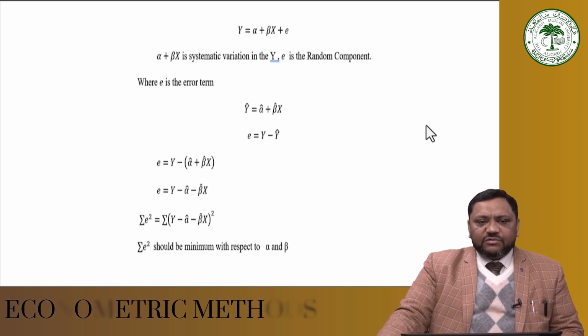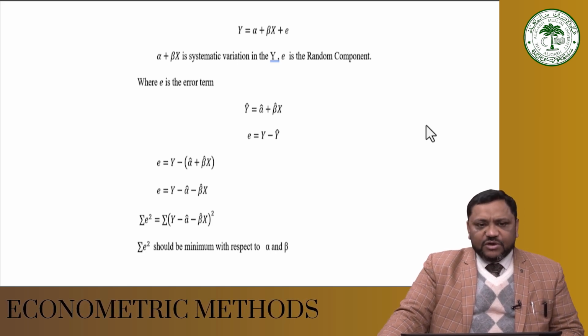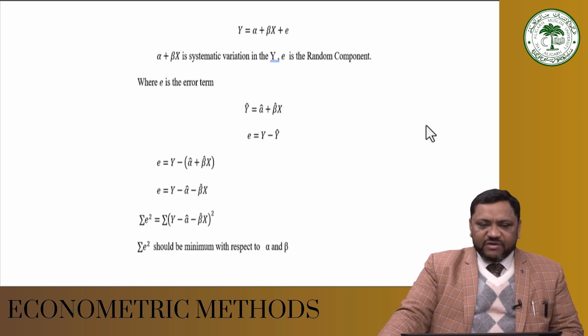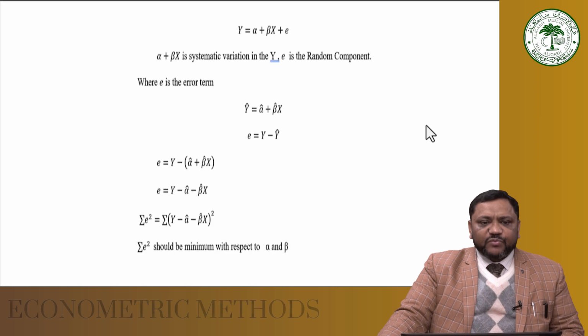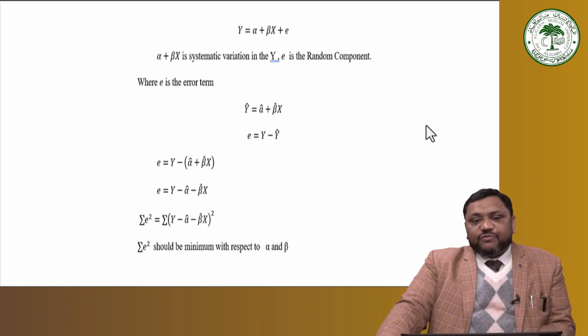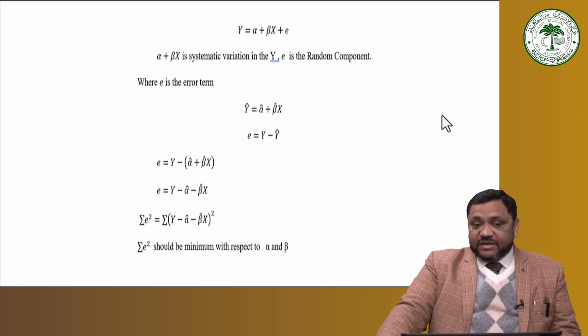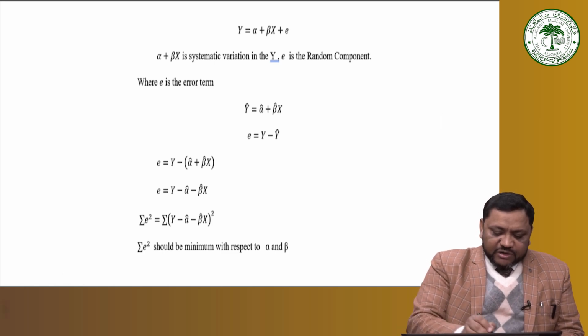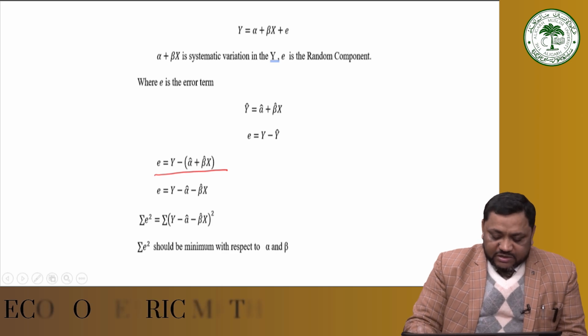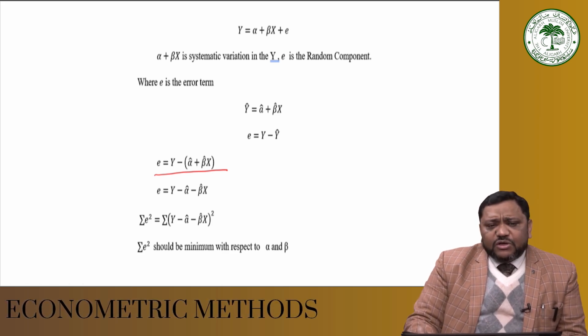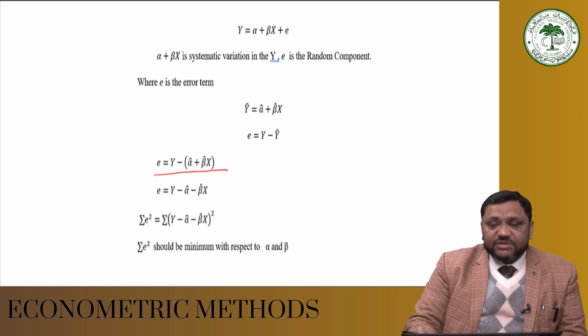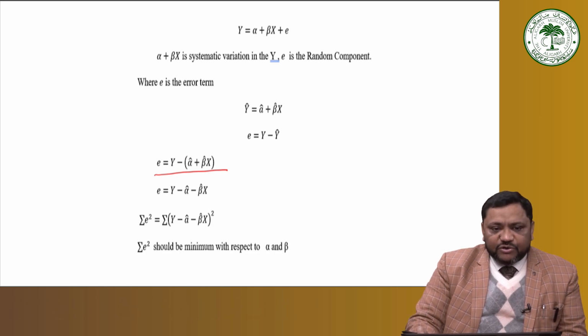So we have the equation y is equal to alpha plus beta x plus e, where alpha plus beta x is the systematic variation in y and e is the random component. E is the error term. When we estimate it, it becomes y hat is equal to alpha hat plus beta hat x, and e gives the difference between the actual y and the estimated y hat. So we rearrange it as e is equal to y minus the bracket alpha hat plus beta hat x. Upon further rearranging, we sum and square it, and finally get summation e square is equal to summation y minus alpha hat minus beta hat x, whole square.